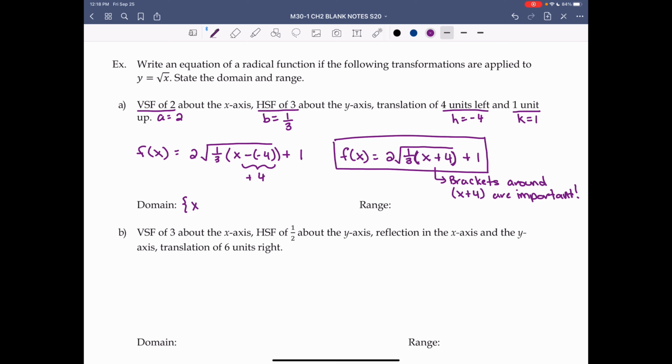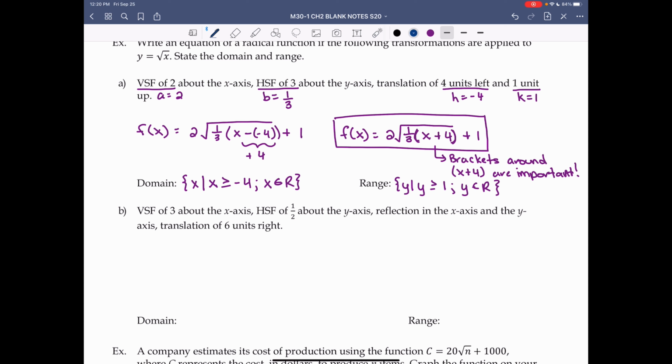As we saw earlier, the domain is defined by the h value and the sign of b. Since b is positive, then x is greater than or equal to the h value, which in this case is negative 4, and x is an element of the real numbers, and then close the curly bracket. And similarly, the range is defined by the k value and the sign of a. Since a is positive, y is greater than or equal to 1, the k value, and y is an element of the real numbers, and then close the curly bracket.